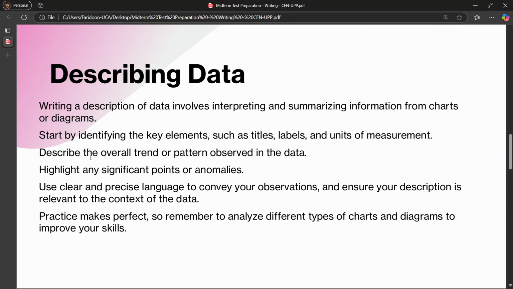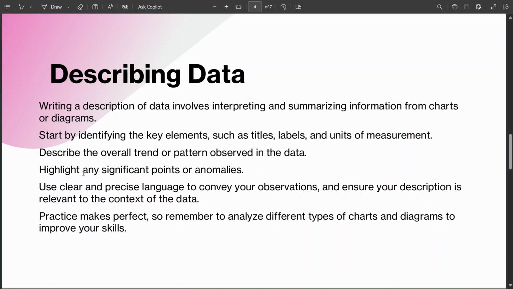Okay, you have to highlight any significant points or anomalies that may have occurred in the data. So of course, significant points is basically just mentioning the important points of the diagram. It could be a rise, a very sudden decline, or whatever.